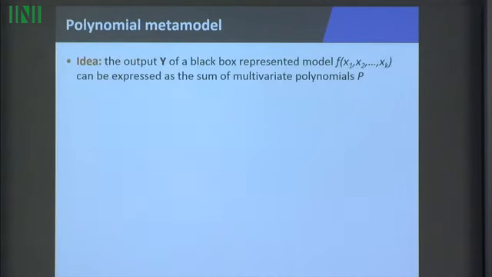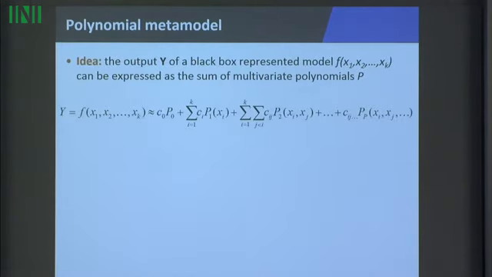Now, when you use as meta-model the polynomial chaos expansion, what you're actually doing is that you span the stochastic output space by multivariate polynomials in which all the variables are random, so stochastic. That's the idea.